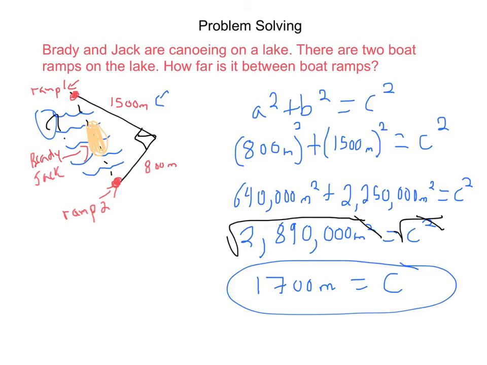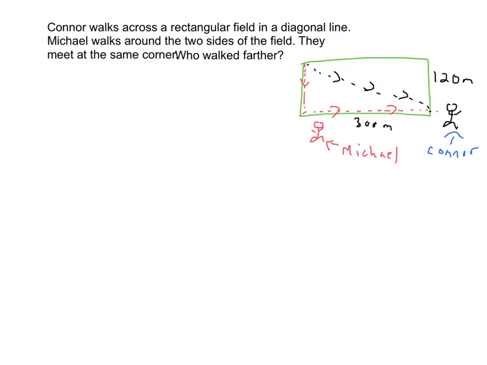Let's try another one. Connor walks across a rectangular field in a diagonal line. Michael walks around the 2 sides of the field. They meet at the same corners, which we've got right here. Who walked further? We can see Connor went across this way, Michael went this way. So we have to ask ourselves who went further.